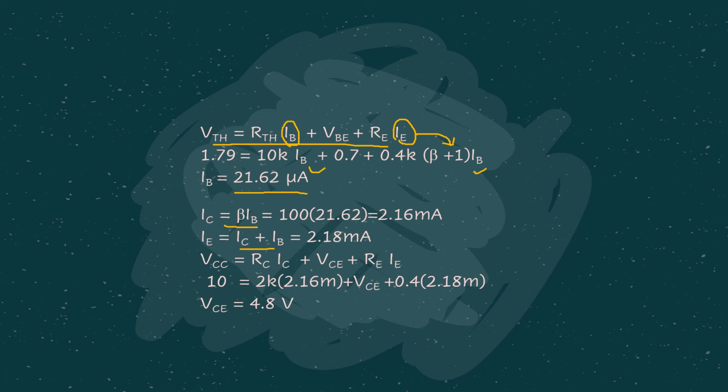Then for the case of VCE, because we are supposed to find the VCE as well, we do the same as in the previous circuits, where we do KVL at the CE loop. Then we are supposed to get minus VCC plus ICRC plus VCE plus IERE. Then rearrange accordingly, you are supposed to get VCE equals 4.8 volt.